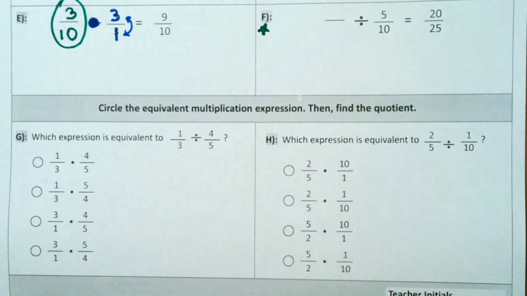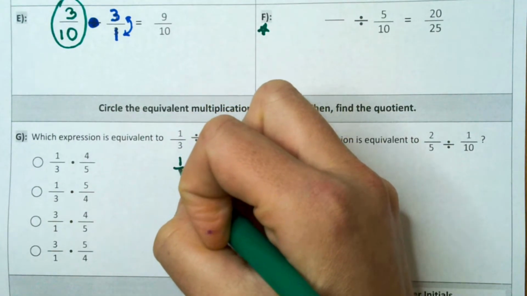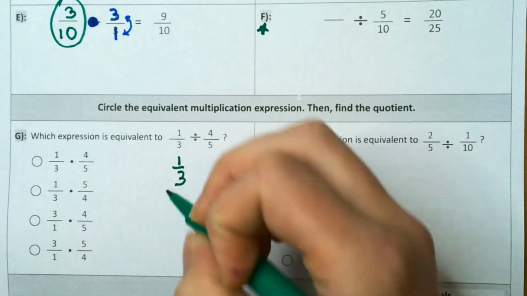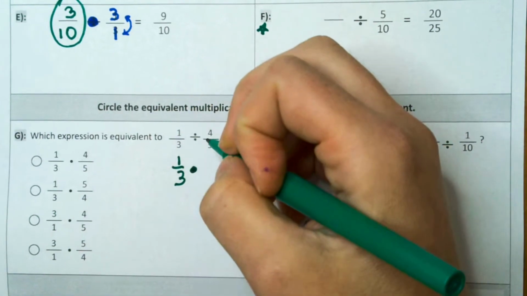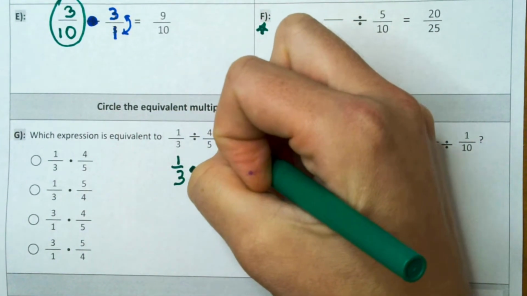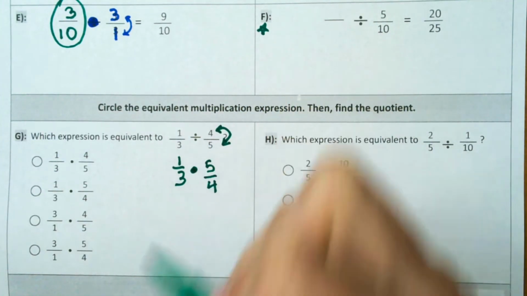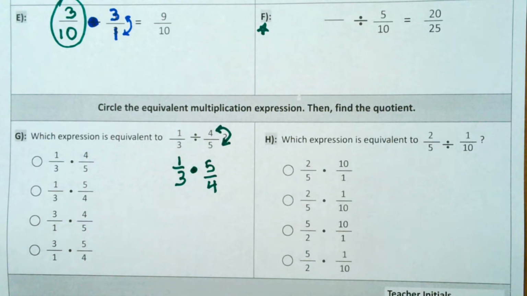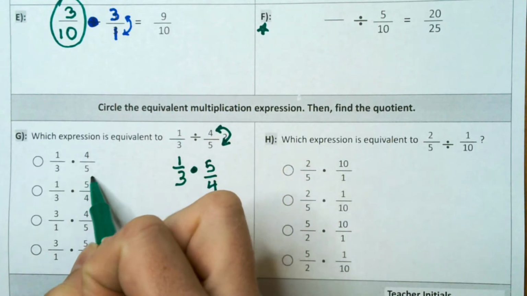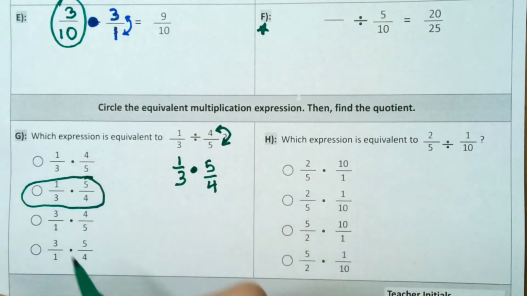Let's take a look at G. I'll complete G with you and then have you complete H on your own. G says, which expression is equivalent to 1/3 divided by 4/5? Well, we know we're going to keep our first number, then we're going to multiply, and then we're going to flip 4/5 to become 5/4. So this is the answer I'm looking for. Oh, and I can see that answer is right here, B.